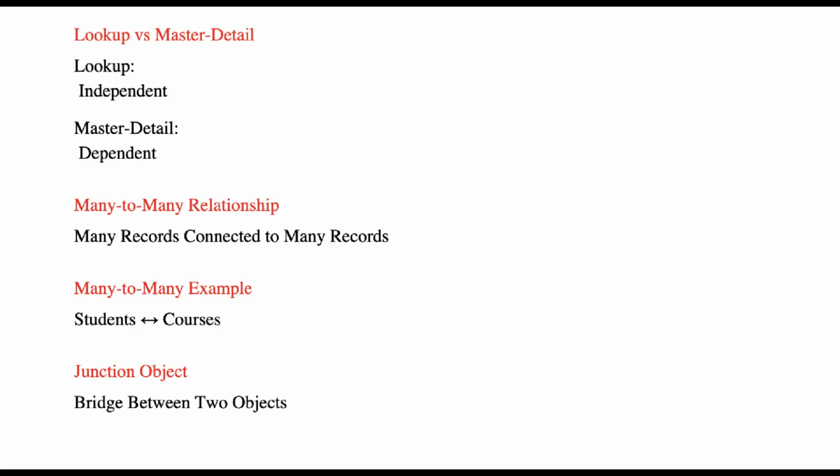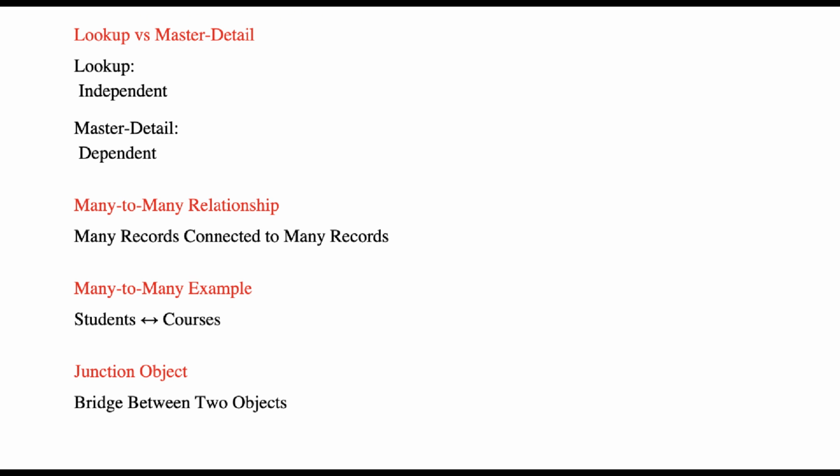Master detail creates a much stronger relationship. The child record depends entirely on the parent. If the parent record is deleted, all related child records are automatically deleted. Consider an online order. An order contains multiple order items. Without the order, the order items have no meaning. This is a perfect use case for master detail. The easiest way to remember this is lookup equals loose connection. Master detail equals strong dependency. Use master detail when child records should not exist independently.